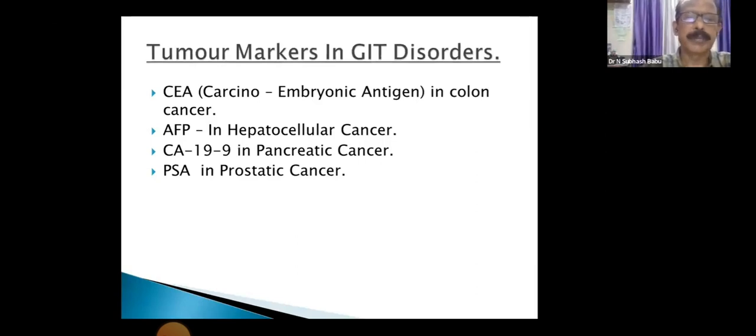The first tumor marker is CEA, carcinoembryonic antigen, that is specific to colon cancer. So we can write that down: CEA, cancer marker, that can be utilized for the diagnosis of colon cancer. Colorectal cancer is very common in our country now, so we can utilize the CEA marker for the diagnosis of cancer. And then AFP.